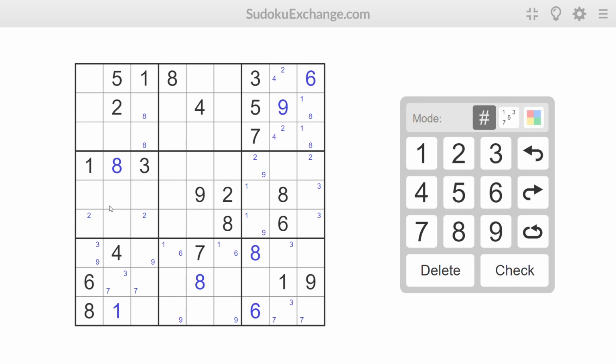Okay, a 6 can't come in this row, a 6 can't come in this row because of this 6 here. So we're left with these three cells, out of which this 6 sees this cell, so we're left with these two to have a possible 6.